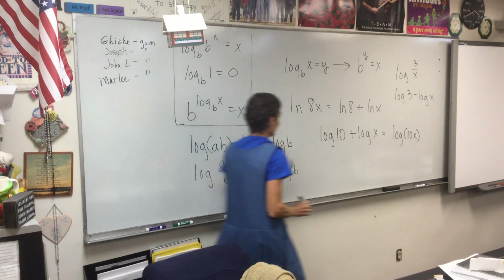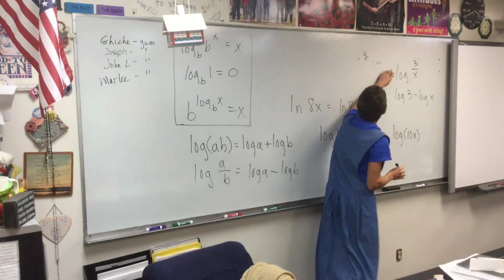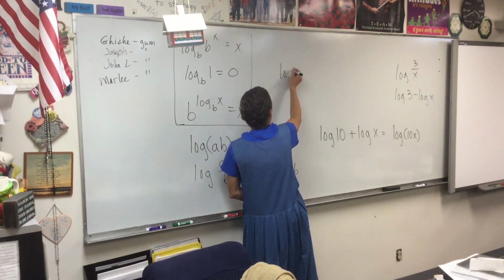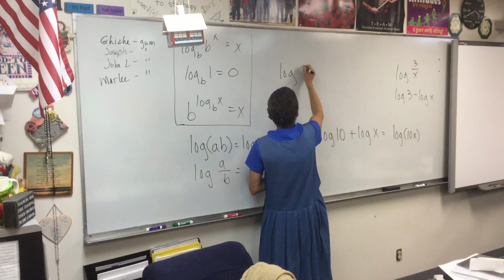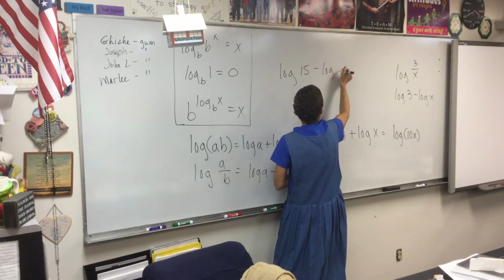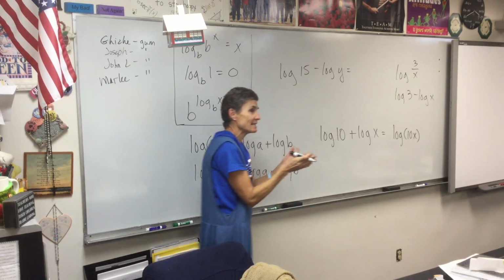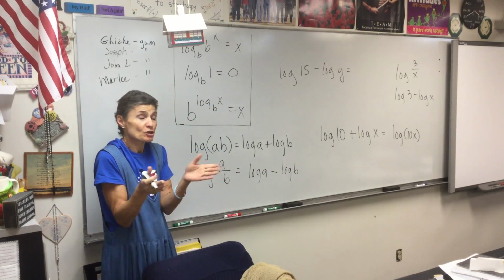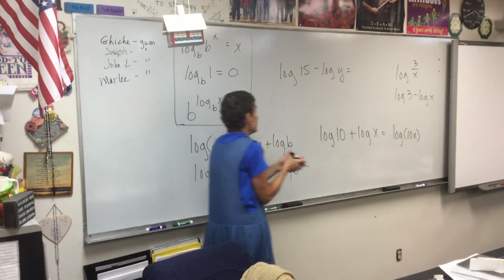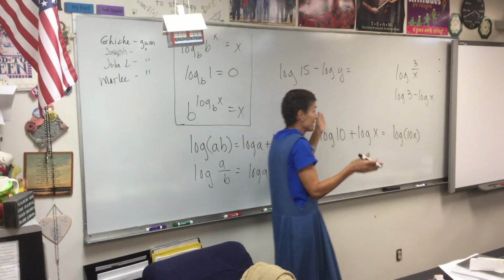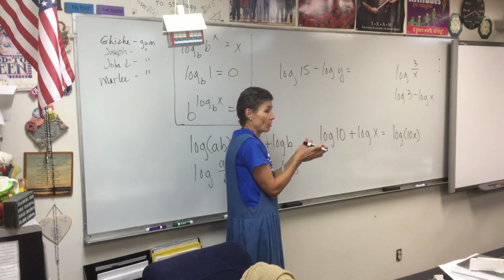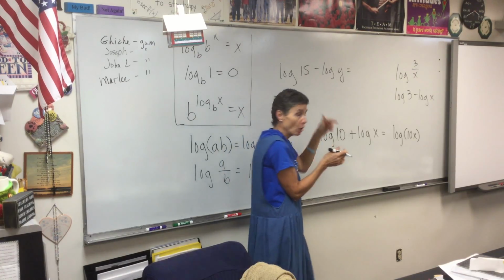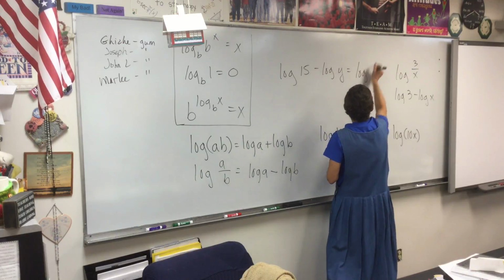And it's going to work both ways again, because if we have the log of 15 minus the log of y, we can put that together. And in fact, when we solve logarithmic equations, we have to put that together. How would those be combined then? How could you rewrite those as one logarithm? Log of 15 over y. Very, very good.